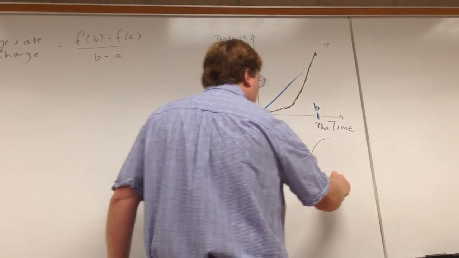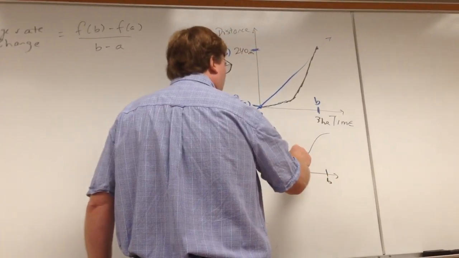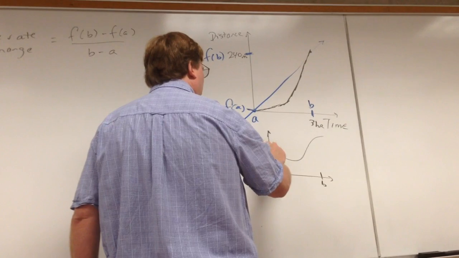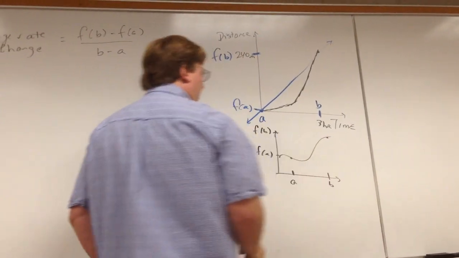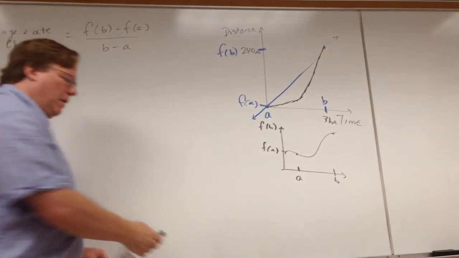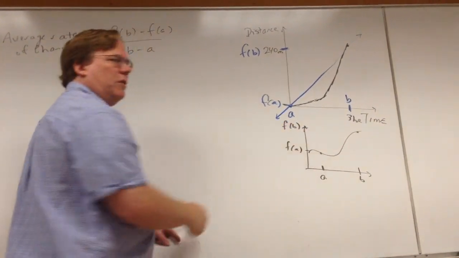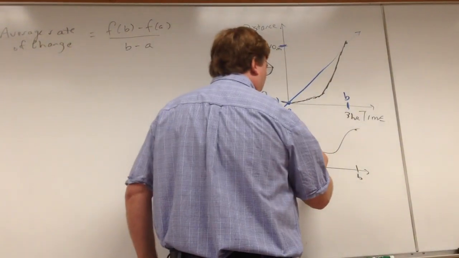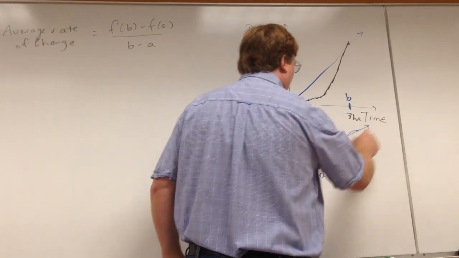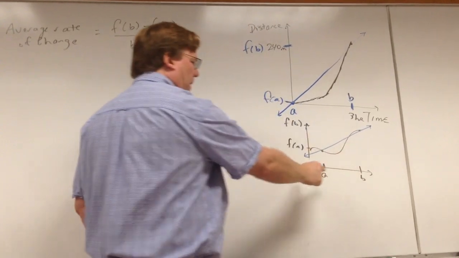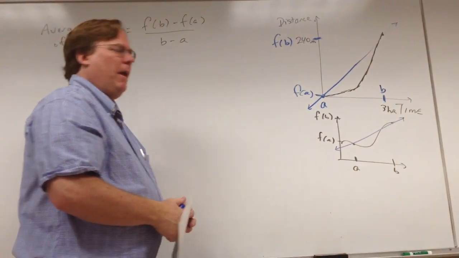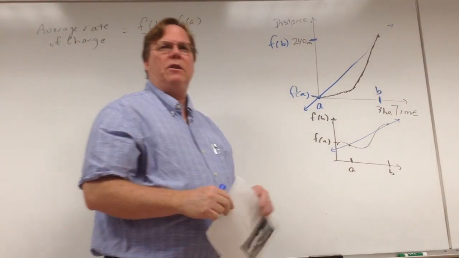It wouldn't matter what your graph looks like. If this is a and this is b, so that this point here is f of a, and this point here is f of b, then the average rate of change of this function is going to be the slope of the secant joining the initial and final points. That is the slope of this blue line, f of b minus f of a over b minus a. And I want to say again, the axes could be anything.